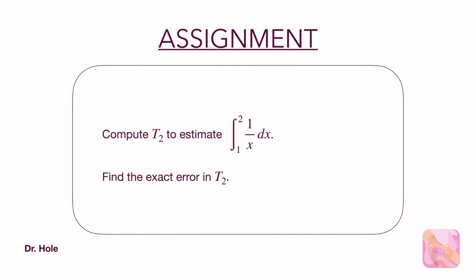Okay, so quick review assignment for you. Compute T sub 2 for this definite integral. And the second part to the assignment is after you compute t sub 2, go ahead and evaluate the definite integral and find the exact error. Very good. So t sub 2 is a computation using numerical methods. To find the exact error, you evaluate this elementary integral and take a difference of the approximate value and the exact value.